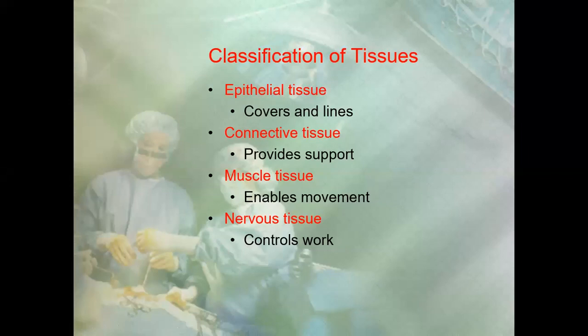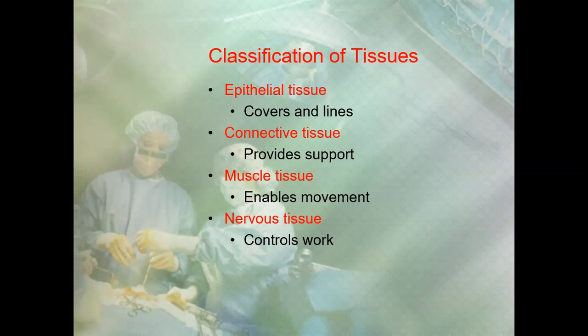We have our epithelial tissue. What is an example of epithelial tissue? Your skin. Your skin is an example of epithelial tissue. In fact, your skin is the largest organ in your body. Skin is considered an organ, and it's going to cover and line stuff.